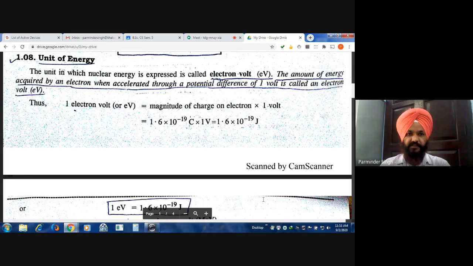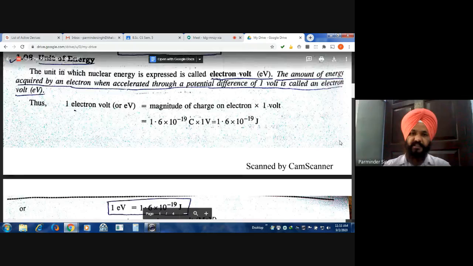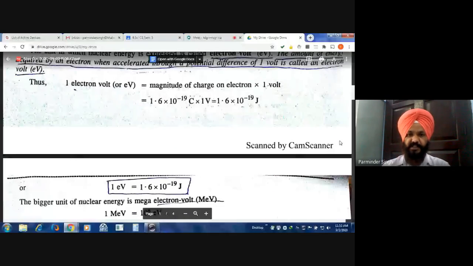So we can also calculate 1 electron volt, or 1 eV, as equal to the magnitude of the charge on the electron multiplied by the volt. So 1 volt is the potential difference, and the magnitude of the charge on the electron is always 1.6 × 10^-19 coulomb. Multiplying these two, 1.6 × 10^-19 coulomb × 1 volt, is equal to 1.6 × 10^-19 joules. So 1 electron volt is always equal to 1.6 × 10^-19 joules.